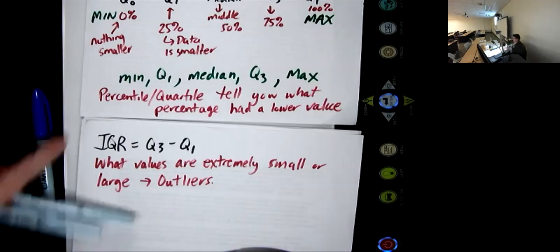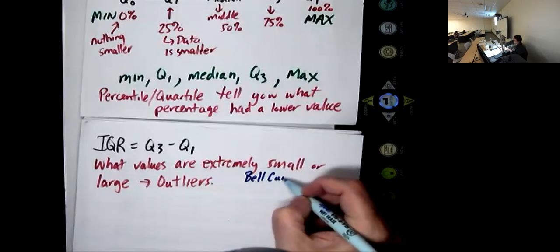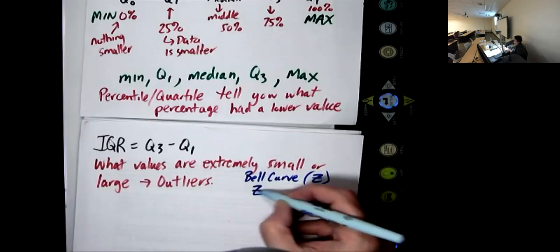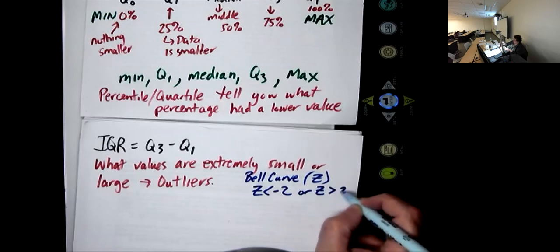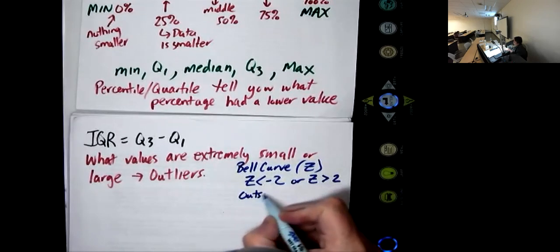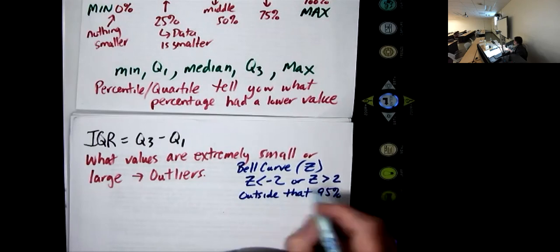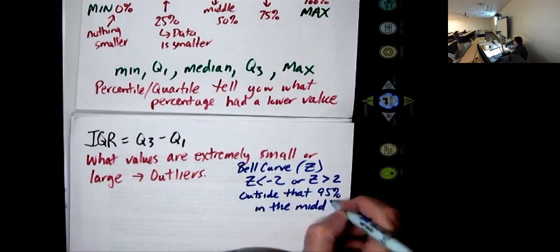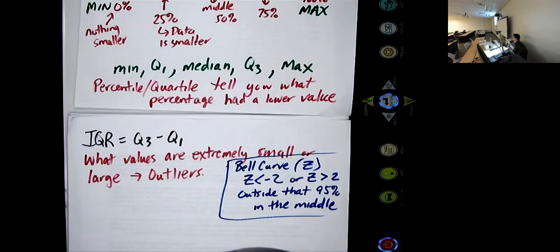On the bell curve, where we were doing Z, if Z is less than negative 2, or Z is greater than positive 2, this means it's outside that 95% in the middle. I meant to tell you about that earlier.